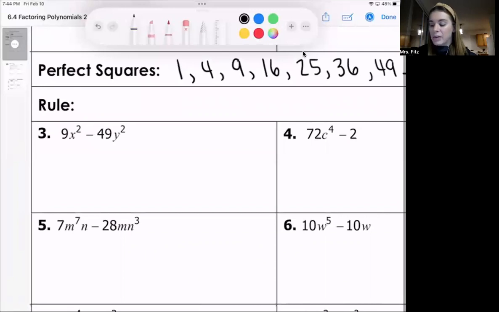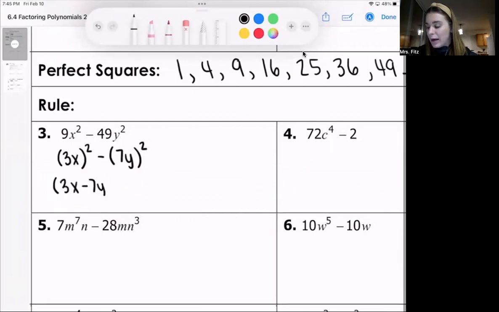So I'm looking and I notice that 9 is a perfect square, and same with 49. So first, I'm going to rewrite 9x squared as 3x quantity squared. Notice now I have something squared. Minus, I'm going to rewrite 49y squared as 7y quantity squared. Notice if you square that, it's still 49y squared. So using our rule, this just factors to 3x minus 7y times 3x plus 7y. And that is it.